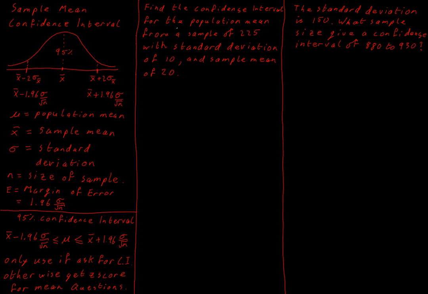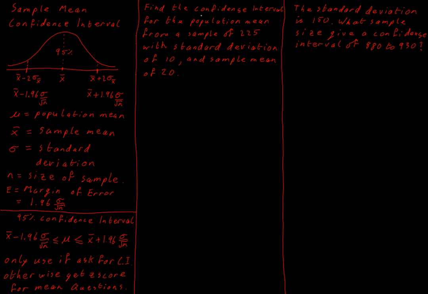Now, let's have a look at some practical application. Find the confidence interval for the population mean from a sample of 225 with a standard deviation of 10 and a sample mean of 20. So we are looking for this confidence interval for mu, our population mean. So let's take this block of English and turn it into some key figures, and then we can write down our formula for our confidence interval, because that's what they've asked us for in this question. They didn't ask us for a hypothesis test or anything like that. They asked us directly for a confidence interval.